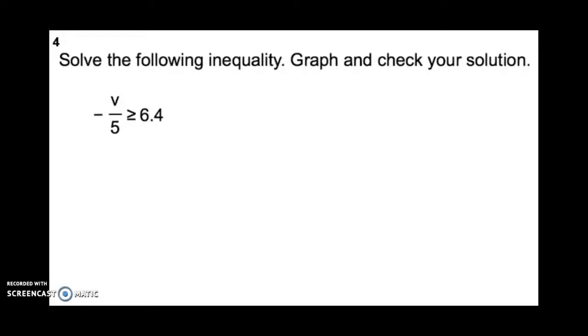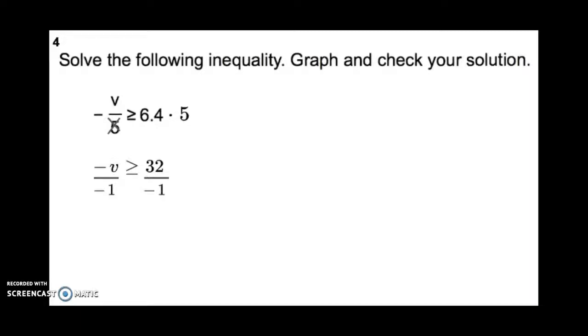Number 4, solve the following inequality. So like we would an equation, we first cross the 5 out and bring it to the other side and multiply it to 6.4. Multiplying 6.4 times 5 gives you 32. So we have negative v is greater than or equal to 32.